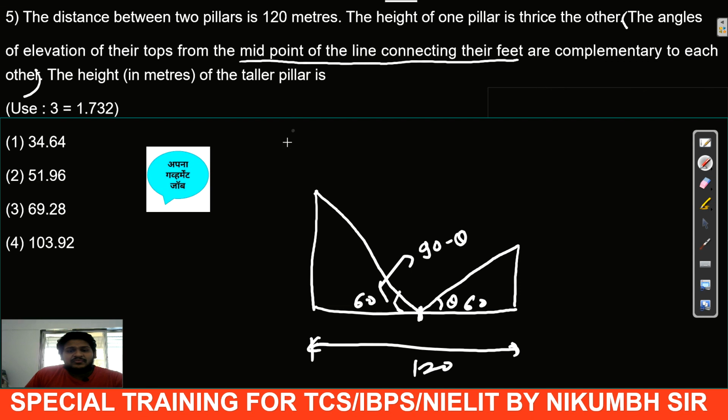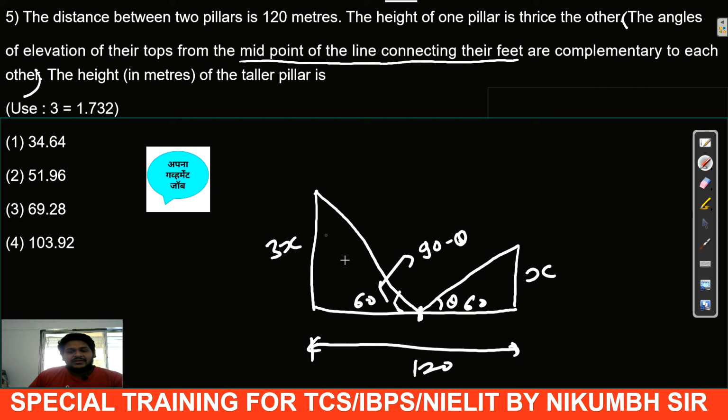Now we have to find the height of the taller pillar. So suppose this is x, this is my 3x, because they have given me that the height of one pillar is thrice the other. Now how to solve? If you look here at this triangle, then it will be tan of 90 minus theta.